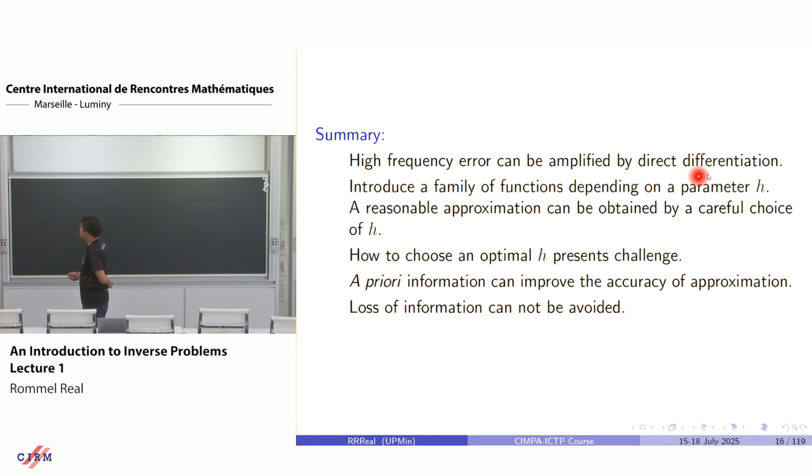And then we can introduce a family of functions depending on a parameter h. Notice from the previous examples, a reasonable approximation of the derivative can be obtained by choosing the step size h carefully. But how to choose an optimal h is a challenge in itself. And a priori information can improve the accuracy of the approximation. Notice this information may not be easy to verify. So sometimes you just assume and try to see if it works. And note that loss of information cannot be avoided. That's an important property of inverse problems.